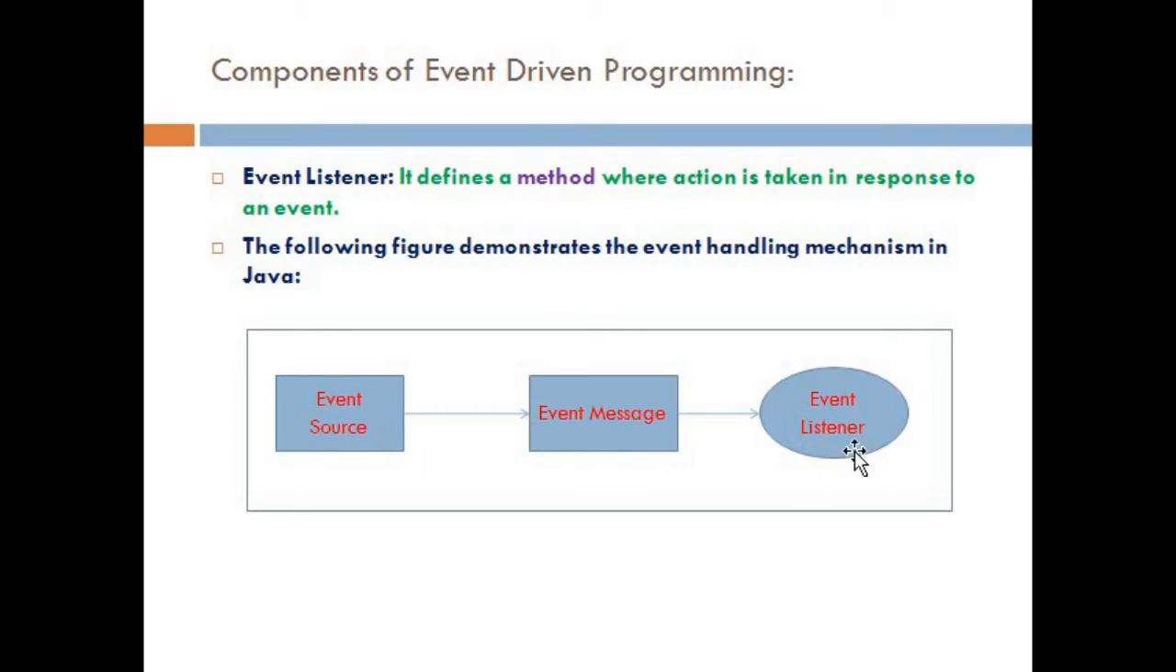And the third box, represented in the form of an oval-shaped figure, is the event listener. So once the object has been generated for an event, a certain series of steps or actions need to be undertaken in response to that event, and that task is performed by the event listener, which defines a method in response to an event that will initiate certain actions. And the methods defined by the listeners are prototyped inside the listener.